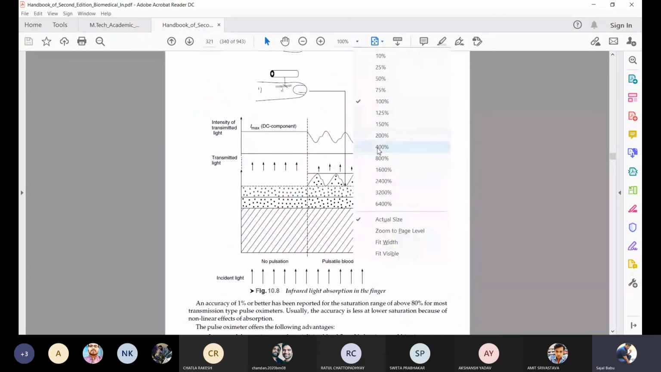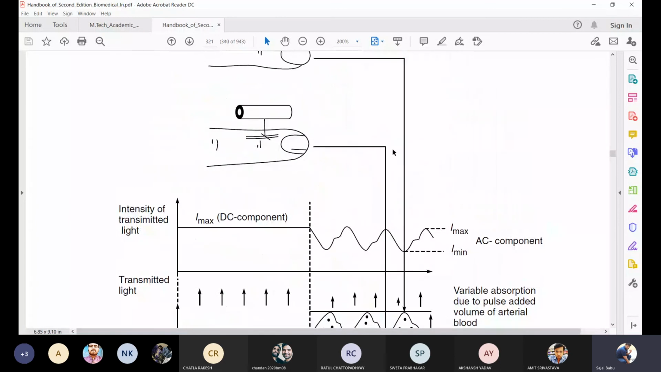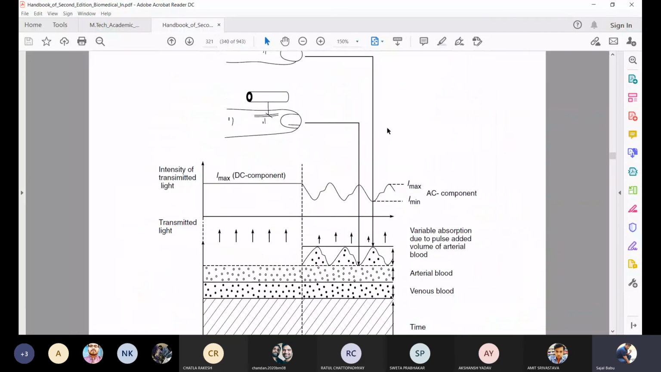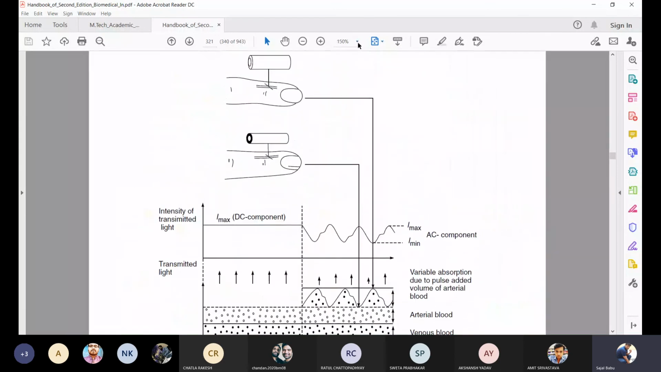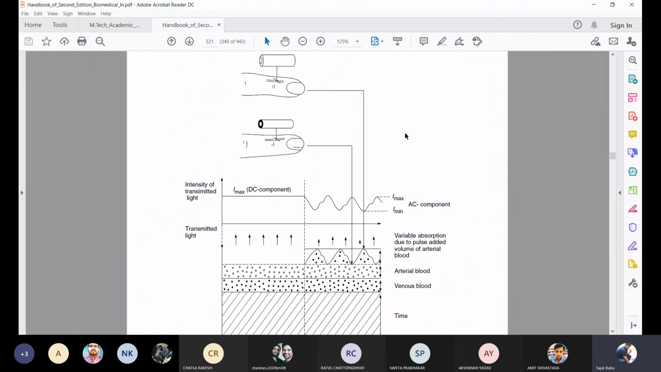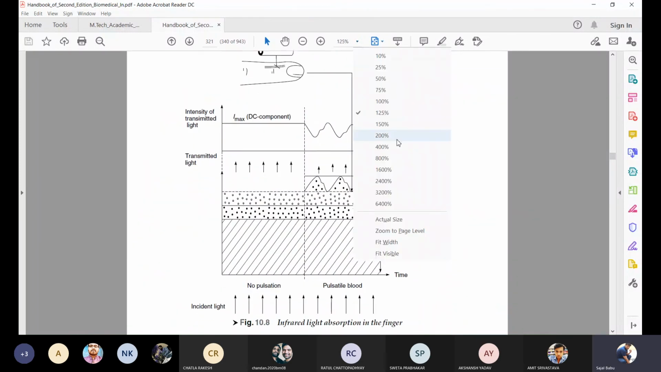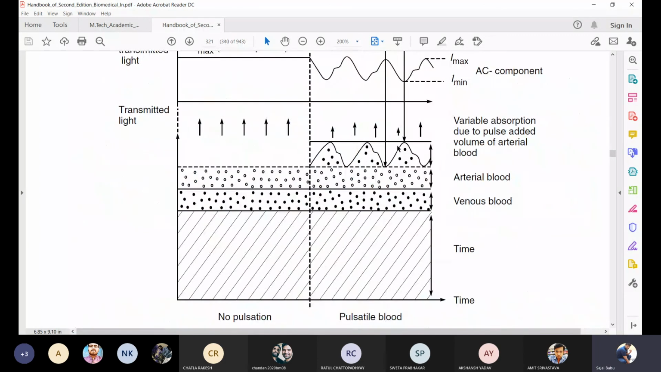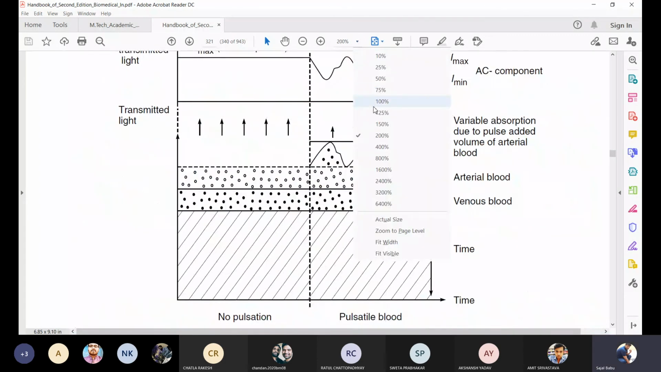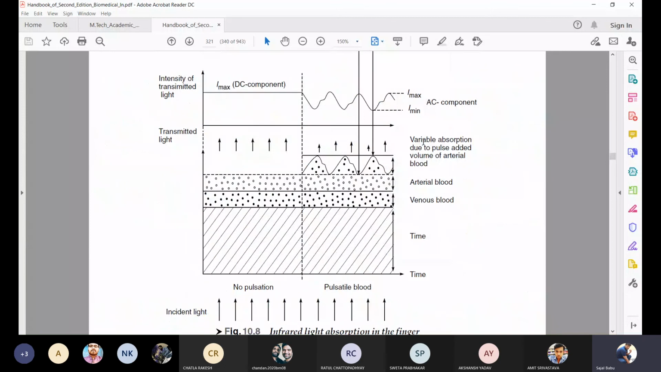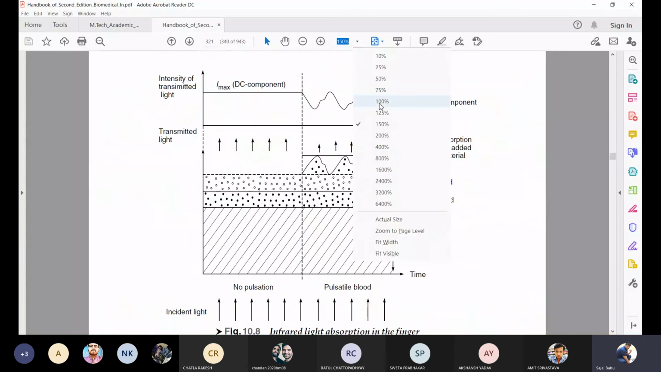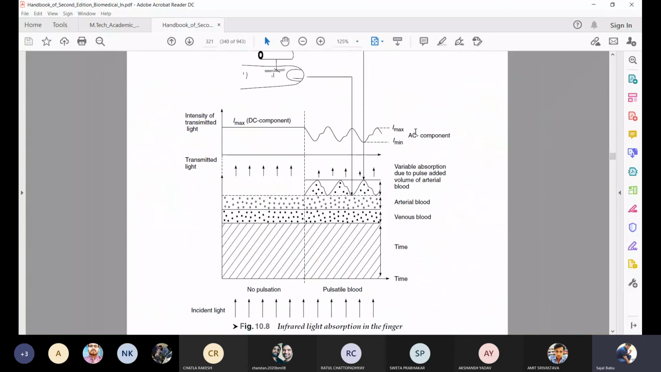Okay, so this will be the diagram. I think you can see the diagram. Let me reduce this. So are you able, let me reduce it more. So are you able to see the diagram here? Okay, let me make it 100 itself, 125. Okay, so are you able to see the graph here?